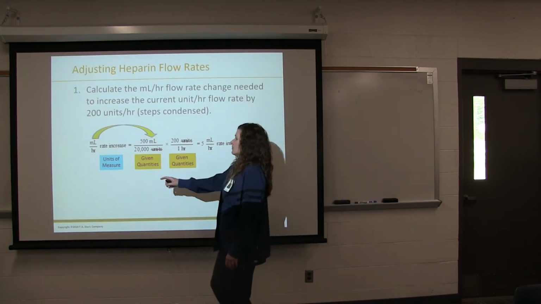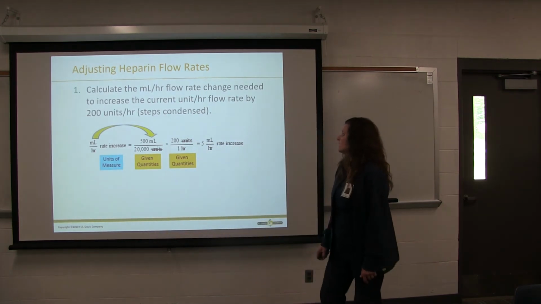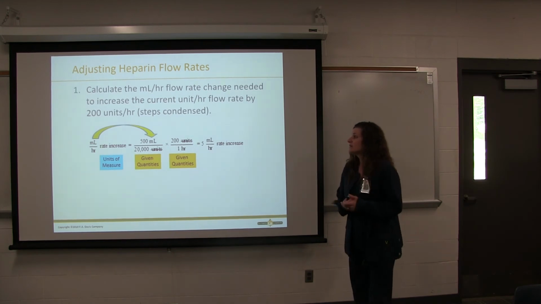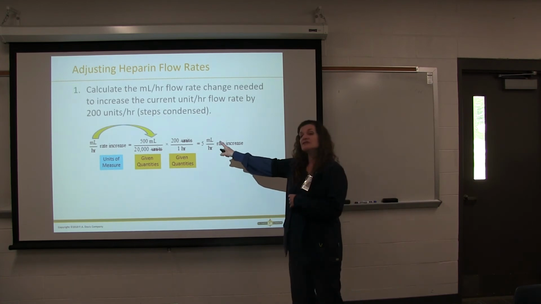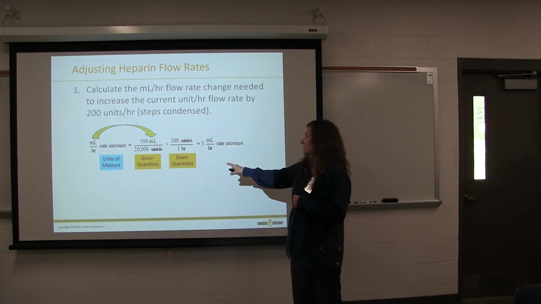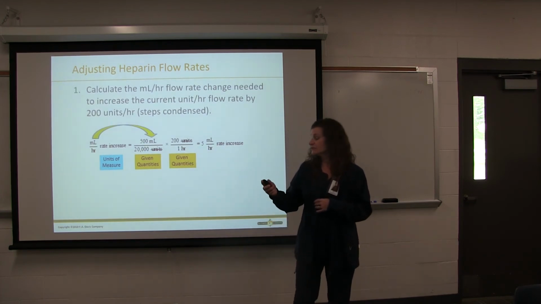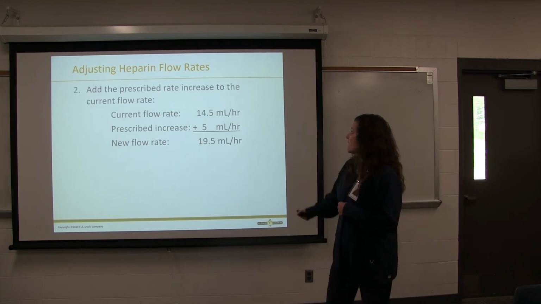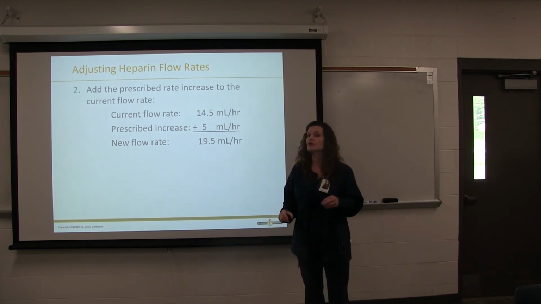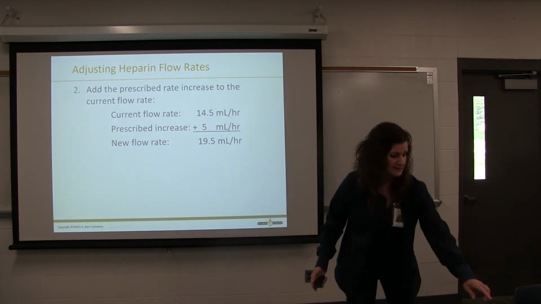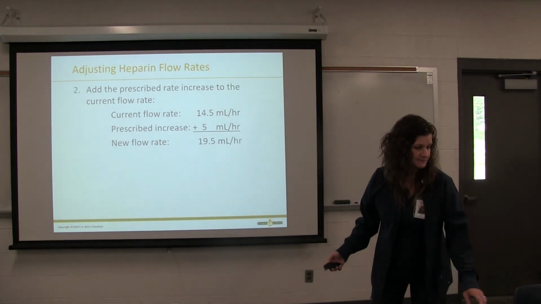Okay? So you'll want to write that in so you don't forget what you're going to do once you find this out. So we were given that in 500 milliliters there were 20,000 units. The increase that they want is 200 units per hour. So what kind of increase can that be? It's going to be an increase of 5 milliliters. And then what do we do with that? Well, we take the current rate and we just add that 5 milliliters, and that will give you your new milliliter per hour rate. So again, just be really careful when we're talking about milliliters.